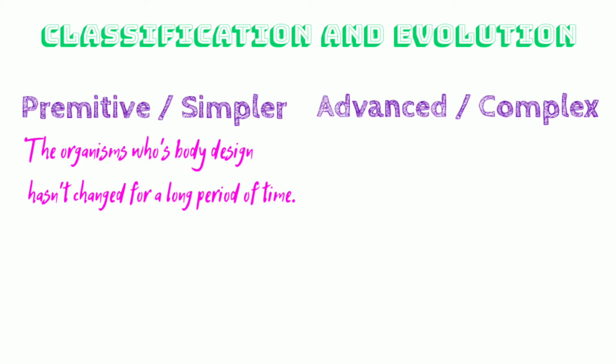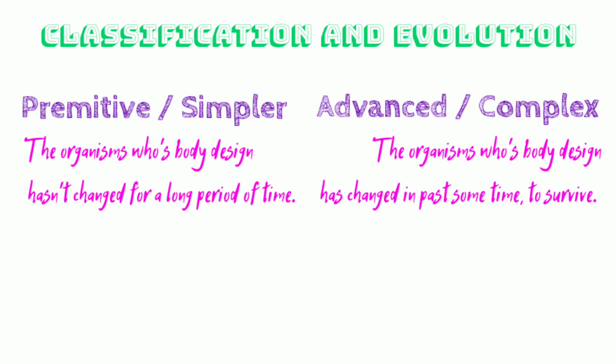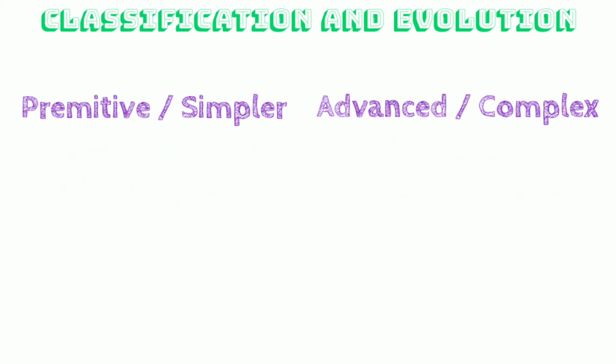On the other hand, the organisms which have developed or evolved recently to survive or to make a better species will fall into the category of advanced class. They will have a much more complex design as compared to the primitive class. I'll give you the examples later.